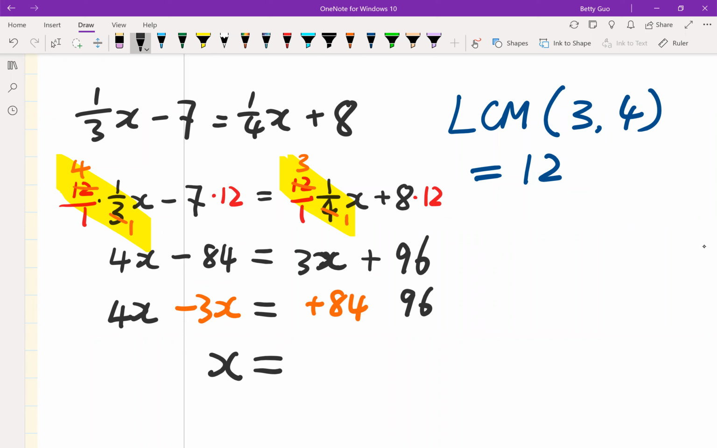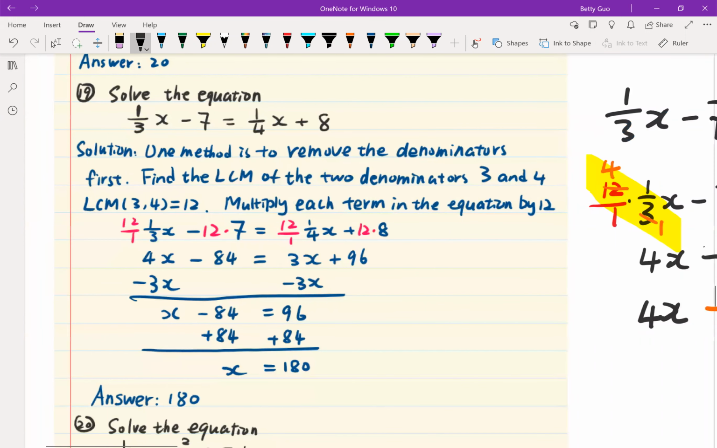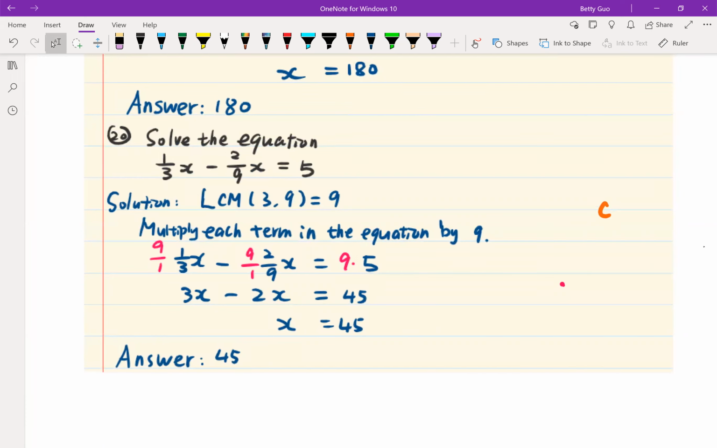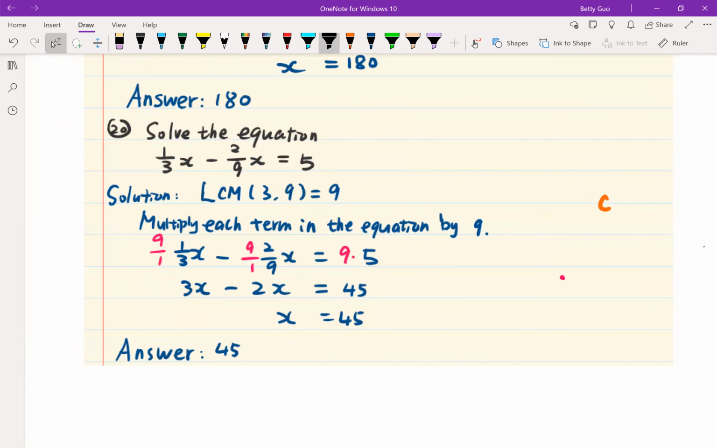So once you find those denominators, because you don't like the fractions, then get rid of the denominator at the very beginning. So what do you have for x? 180. Okay? Yeah, practice. Number 20 is also a problem with fractions.